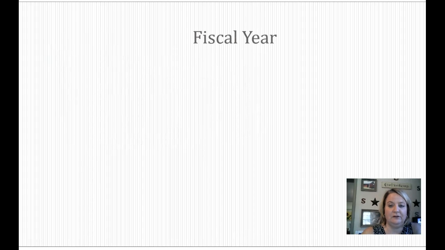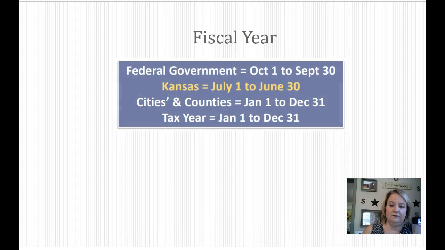So, I said we are a fiscal year. The federal government is also a fiscal year, but their fiscal year runs from October 1st to September 30th. The state of Kansas, their fiscal year runs from July 1st to June 30th. And like I told you, our budgeting cycle runs, it's due on September 15th.